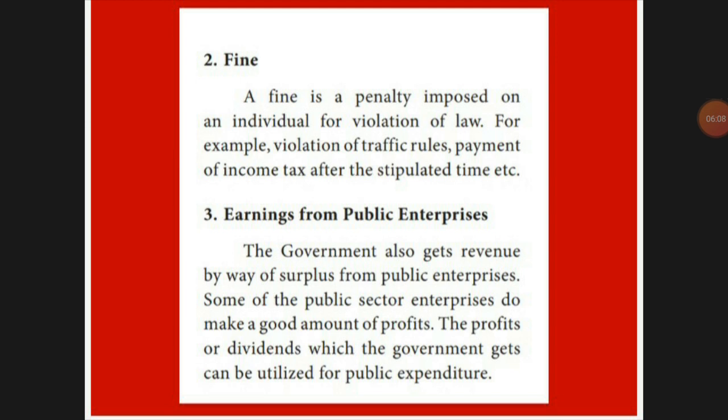The next one is earning from public enterprises. You have government enterprises, government sectors. If they are earning extra profit, surplus profit, that profit can be used for the public expenditure. They can be utilized for the public expenditure. Next is the special assessment betterment levy.